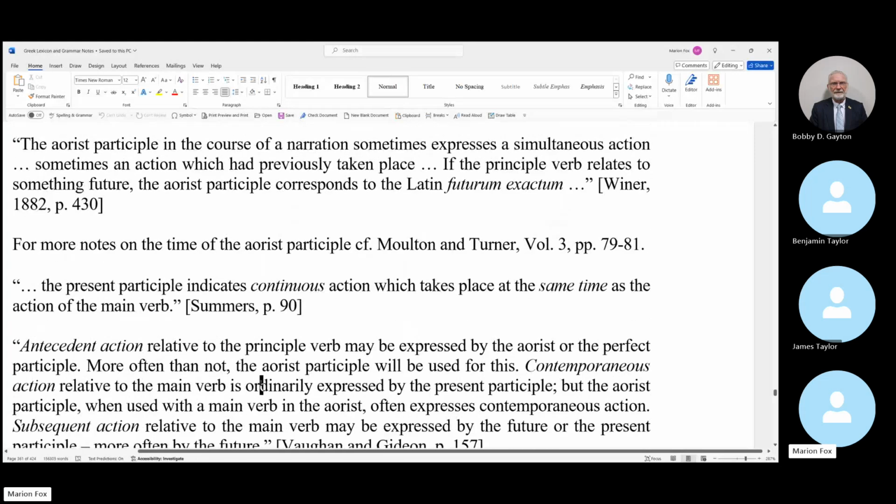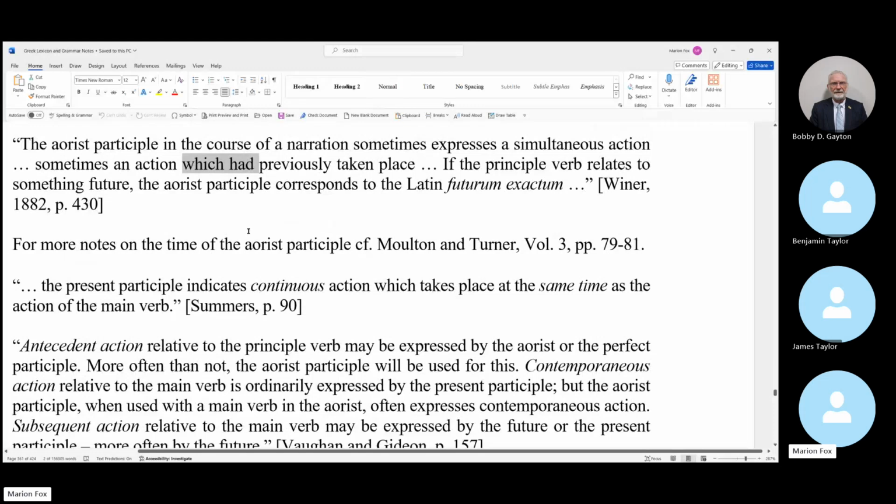They base their whole case on this right here, and it falls apart. One grammarian after another: Winer, W-I-N-E-R, that's German, I think. Aorist participle in the course of an aorist sometimes expresses simultaneous action, sometimes an action which has previously taken place. When the principal verb relates to something future, the aorist participle corresponds to the Latin futurum exactum. So it can be past, present, or future, depending upon context.